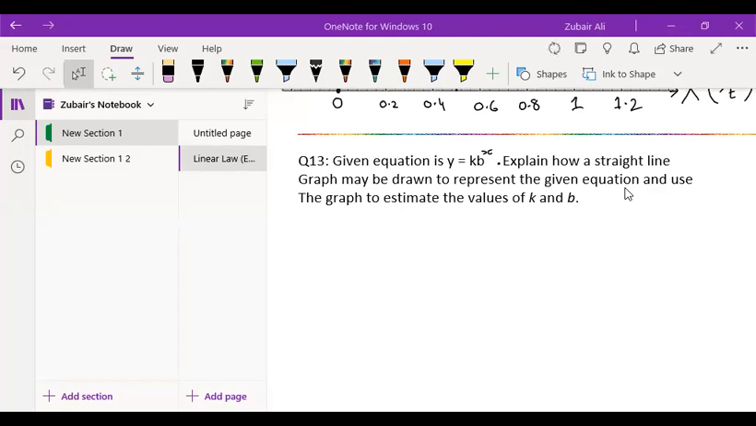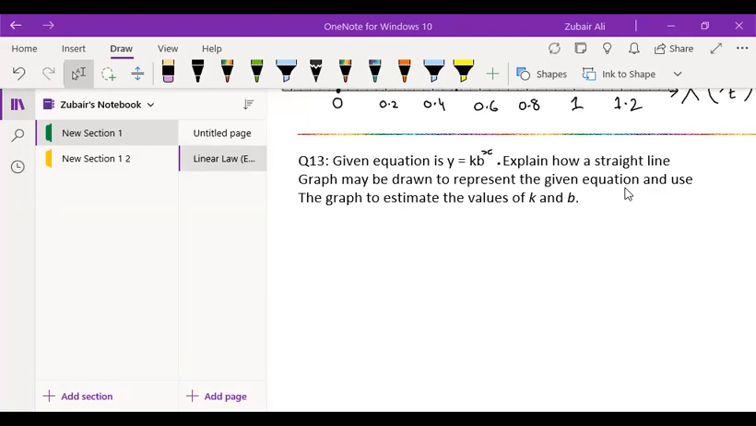And the previous question was question number 6. So after 6, I am on question number 13. Okay. So in this question, we are given the equation y is equal to k b power x, and we have to draw a straight line graph for the given equation, and we have to use the same graph to estimate the values of k and b.